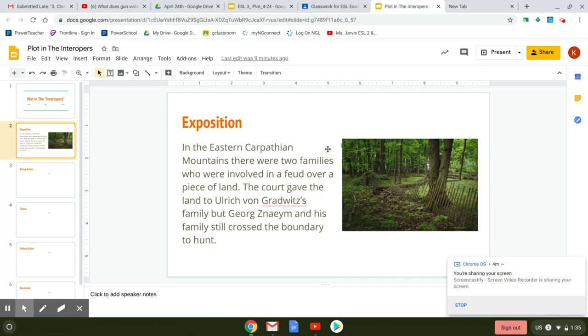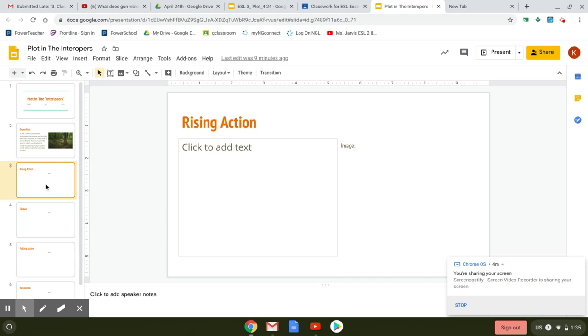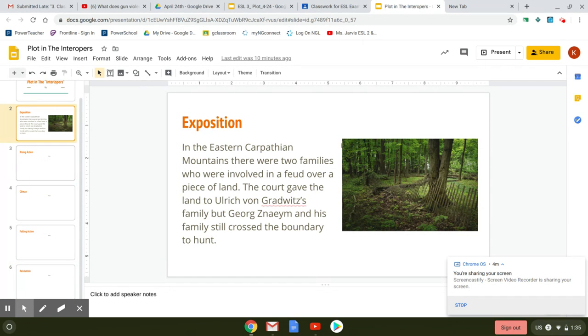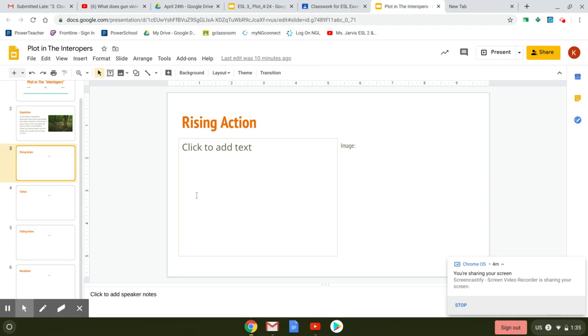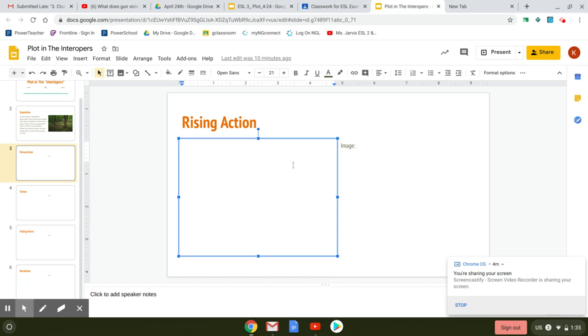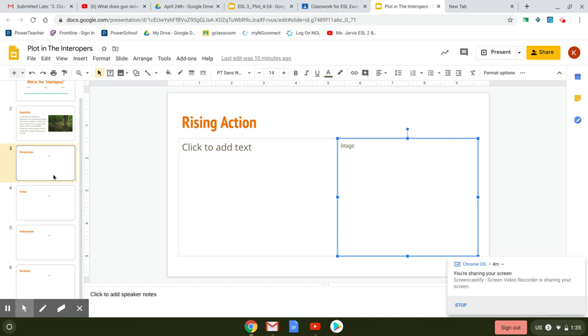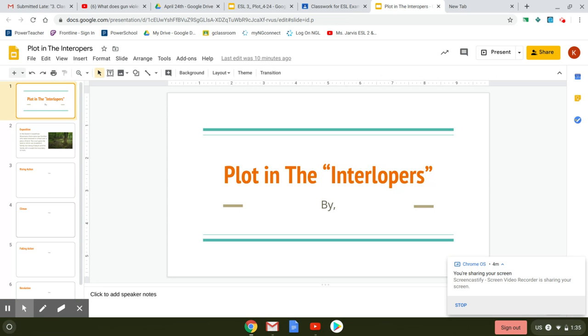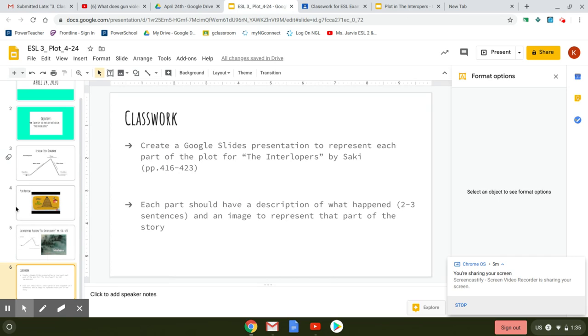Another thing I want you to notice is the verb tense I'm using is the past tense. So please make sure in the rest of your slides, rising action, climax, falling action, resolution, that you're also using the past tense. So on each slide, this is what you are going to be doing. You are writing your description here and you're pasting your image right here. That's all you're doing for today. And this will help us as we move on to our next assignment for this unit.